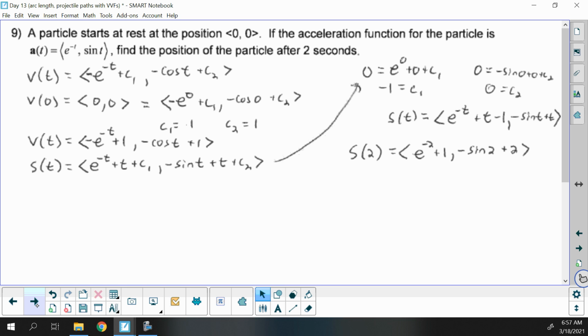In 9, because we're starting at rest at a position of 0, 0, that means we know our initial position is 0, 0, and our initial velocity is 0, 0. So we can use those two things. Eventually, we'll get this for our position, and then just sub in 2 to find the position of the particle at 2 seconds.